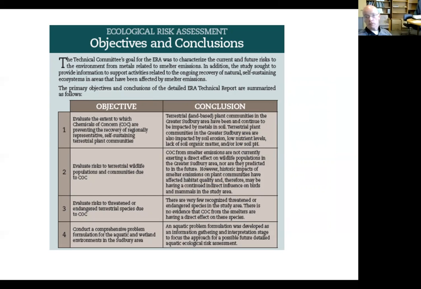The only thing that came out of this was basically that the impact on the vegetation can affect habitat. It can affect habitat quality by loss of the forests. It's different habitat, and that will obviously impact the species that are there. But it wasn't the soil contamination or water contamination per se that was having an impact on wildlife. The one endangered species, peregrine, I said there were very few recognized endangered species, and there was no evidence that chemicals of concern from the smelters are having an effect.